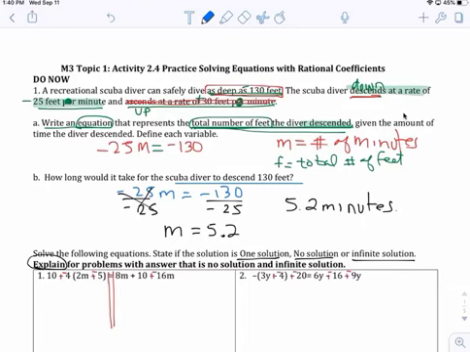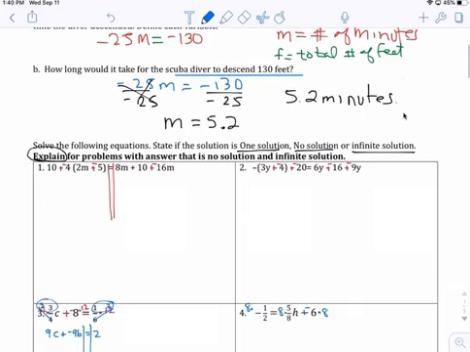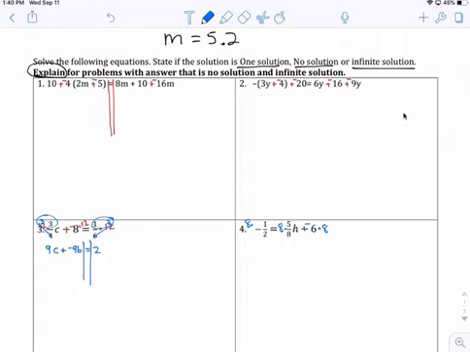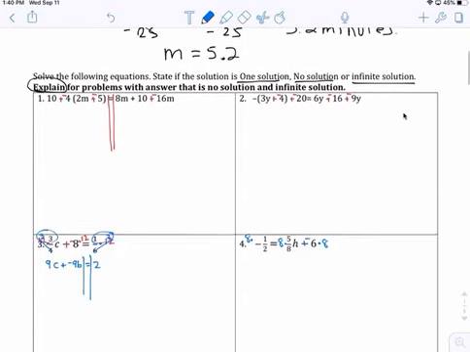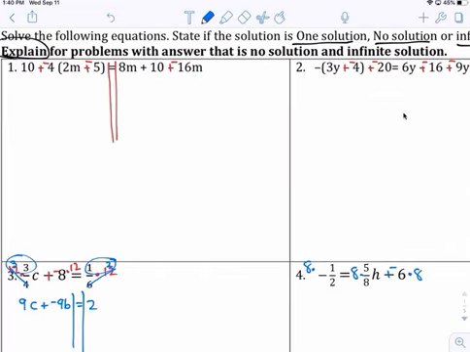Okay, here's the homework. Most classes I did number one. Some of my classes I didn't do this, so let's do this.